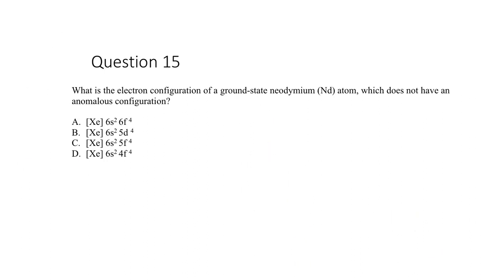Last question, what is the ground state configuration of neodymium? Just assume that an atom is not anomalous, that it doesn't have one of these goofy configurations that you're not expecting. And so neodymium is all the way down in the lanthanide series. It's sort of after cerium, so it's element number 60. Sometimes it's helpful to know that this is 60 neodymium, so we should be coming up with 60 electrons.